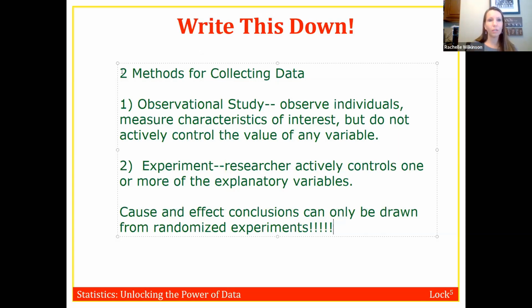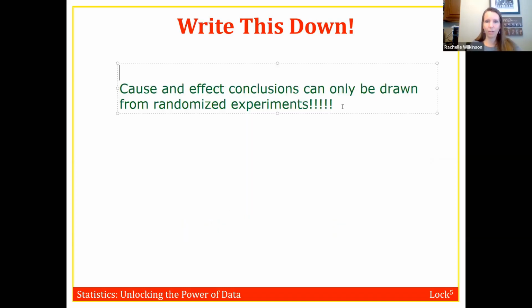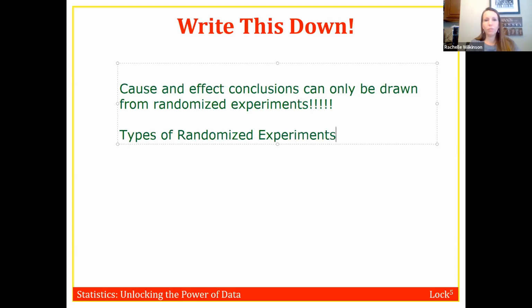So I'm going to delete this top part so I can start writing the bottom part down here, hopefully you've gotten the other part written. So we're going to talk about types of randomized experiments. Okay, and these are the two types that I'm going to expect you to know about in our class. So one is a randomized comparative experiment.